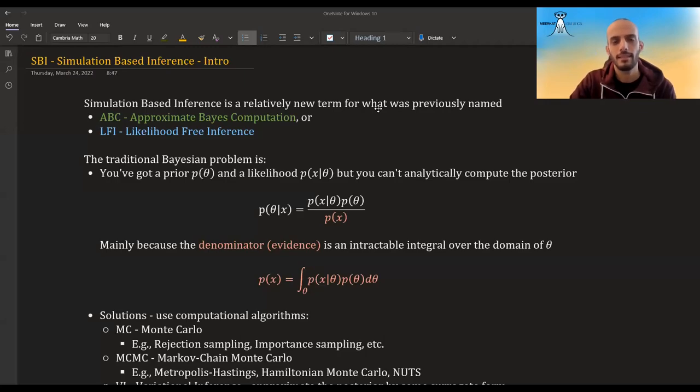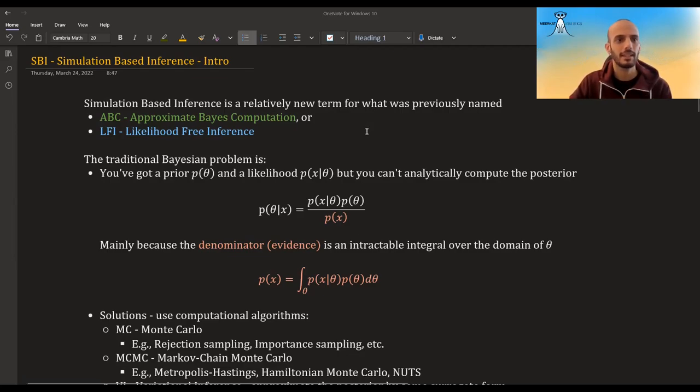Hi guys, in this new series, I'm going to talk about SBI, simulation-based inference. And in this first video, I will introduce what the problem is and the outline of the series as I see it. So simulation-based inference is basically a term that encapsulates what is also called ABC, approximate Bayesian computation, or LFI, likelihood-free inference.